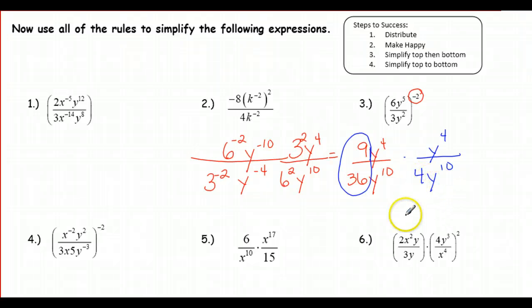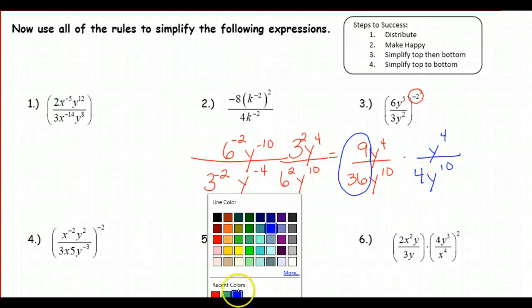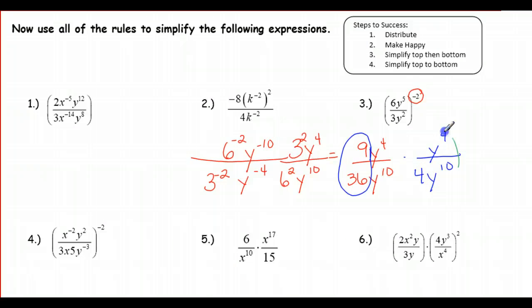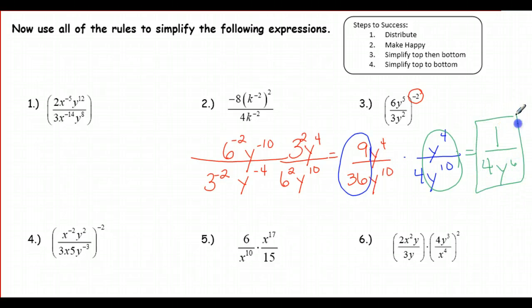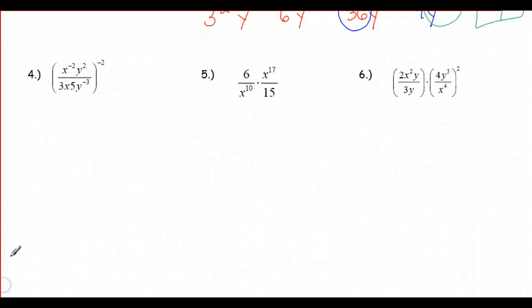is 4. Alright, now I want to look at my y's. I have y to the 10th and a y to the 4th. If I subtract 4 from 10, I'm left with 6 y's in my denominator. So in my numerator, I have 1 over 4y to the power of 6. And that's our answer. Alright, let's go on to number 4.